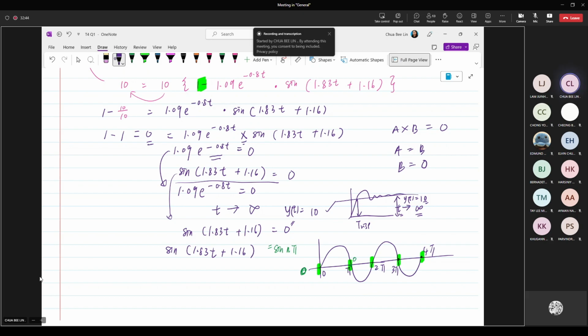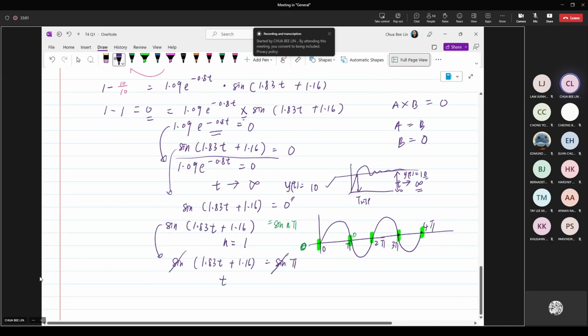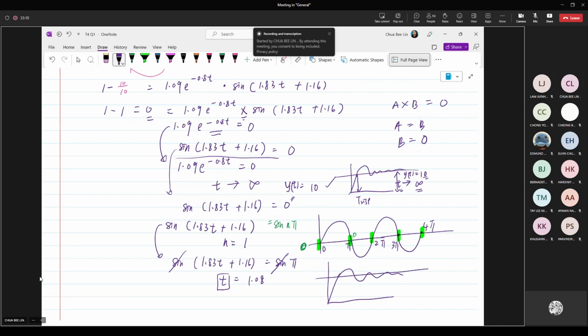Okay, then you focus on the first wave where n equals 1. Then this equation will be sine(1.83t + 1.16) equivalent to sine pi. You can cancel the sine on both sides and finally solve t equivalent to 1.08. And this t is now the first curve of this. That's why your n equals 1.